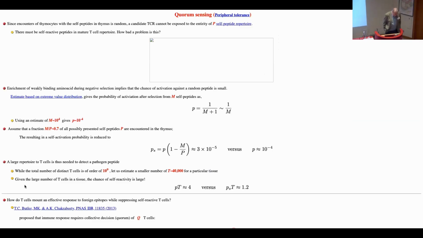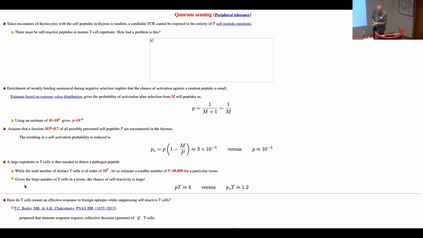Now, the thing is that if you think about it, there is no way that this process of thymic selection can be completely perfect. Because what is it after all? There's a bunch of cells that are presenting self-peptides, and there's this candidate T cell that goes around and sniffs some of them, sees whether it is binding to self or not, and if it does, it gets eliminated. But I mean, after a while, it has to be released.